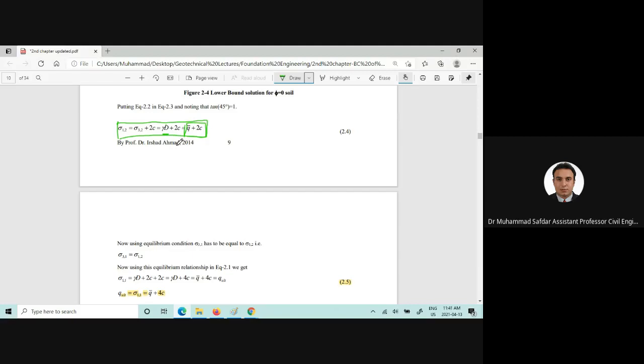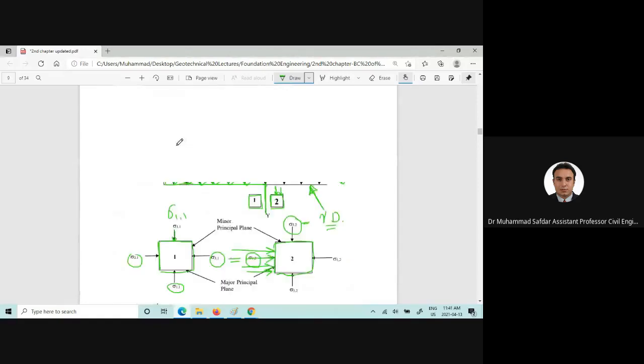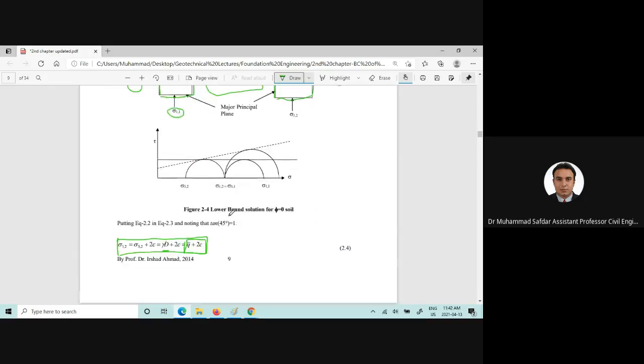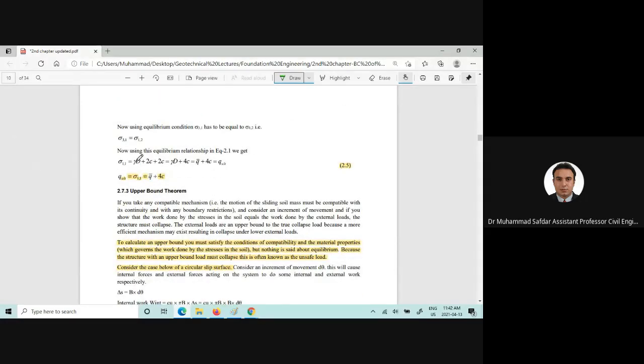As we know from the equilibrium condition, the soil is in equilibrium state. Sigma 3 1, which is here, let me clear this thing. Sigma 3 1 is equal to sigma 1 2. Now if we put this equation in the equation number 2.1, we will come up with this equation, which is giving us the q ultimate equal to q bar plus 4c.